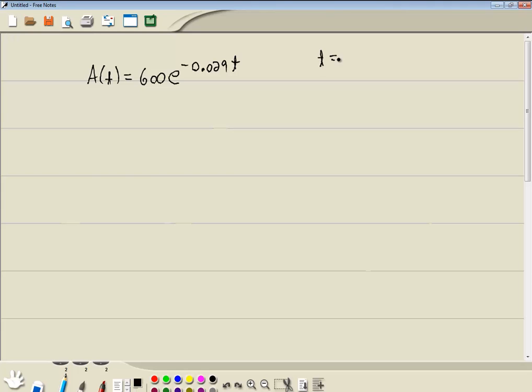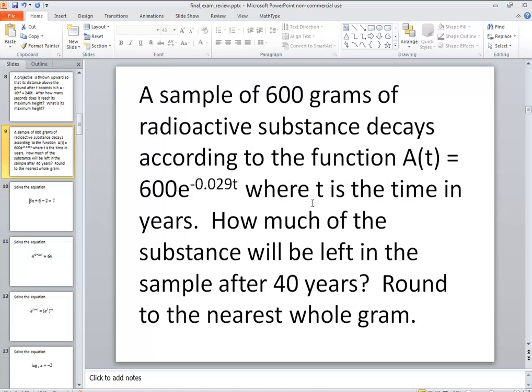Okay, so let's write down what this represents. T is the time in years. It's always good to know what each one of these means, and we'll come back to that. How much of the substance will be left in the sample after 40 years? Round to the nearest whole gram.